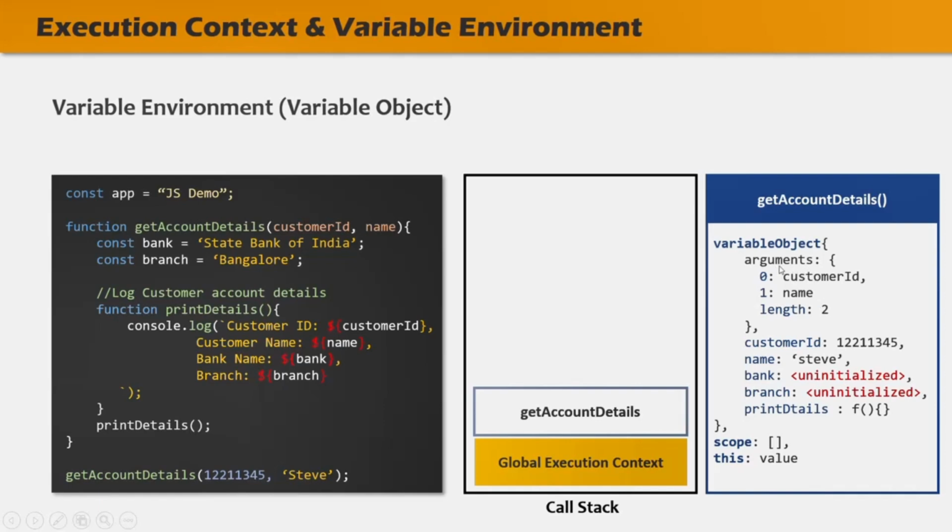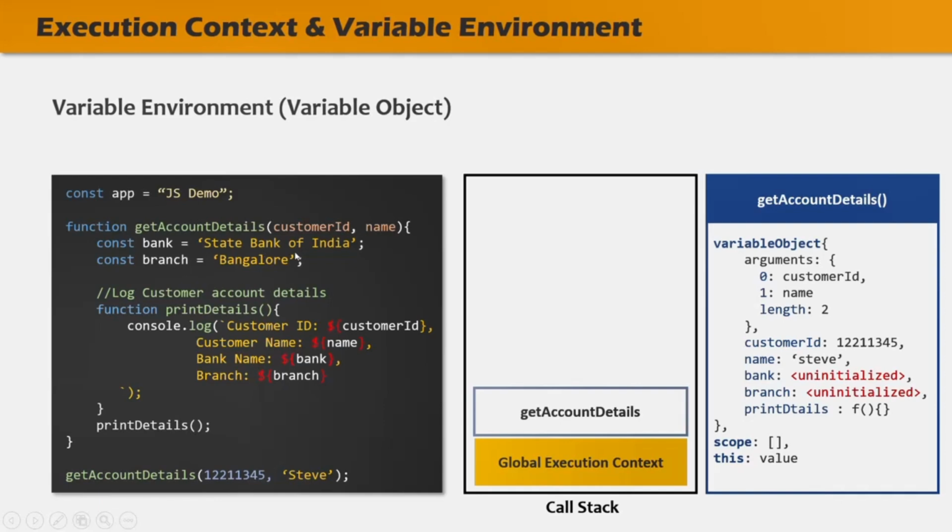Then after this arguments object is created, we will also have properties with the parameter name. So this function is taking two parameters, customerID and name. So with those parameter names, we will have a property inside this variable object, and it will be assigned with the values which we have passed for those parameters while calling the function, as you can see.